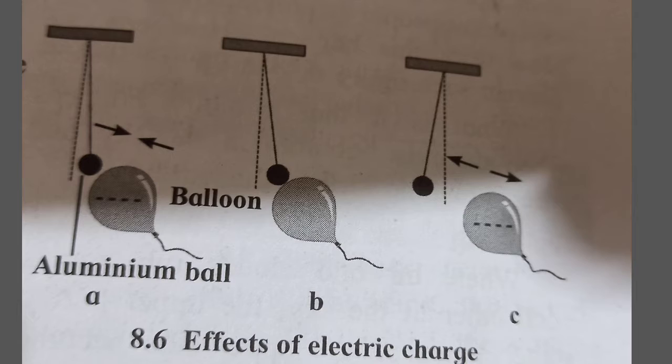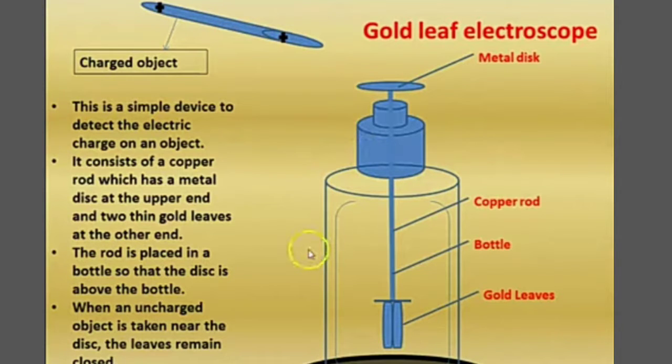See, there A, B and C, three figures are given, and in all the figures you observe different things happen. In C, there is like charge, so they repel each other. Now let us look at the Gold Leaf electroscope. It is a simple device to detect the electric charge on an object. It consists of a copper rod which has a metal disc at the upper end and two thin gold leaves at the other. The rod is placed in the bottle so that the disc is above the bottle.